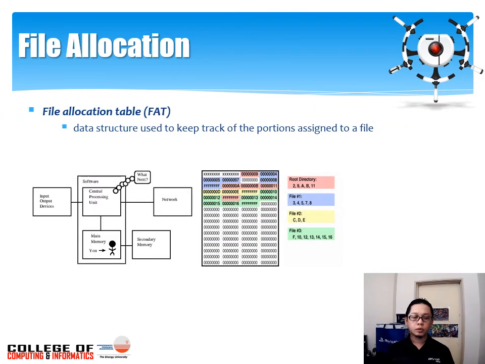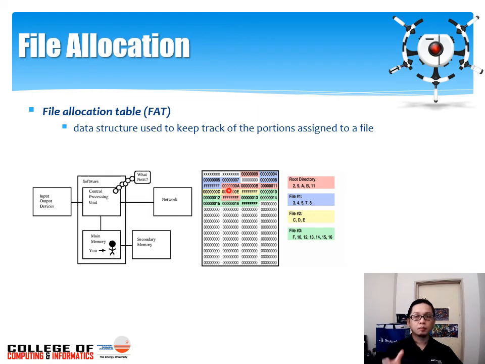So simply put, the file allocation table is the data structure that is being used by the operating system to keep track of the portions assigned to a file. Just as you know, for example, you cannot ideally have a continuous block that can be used for files. So in order to reference this link of files that is scattered all over your hard disk, it needs to have a proper database or data structure to keep that information.